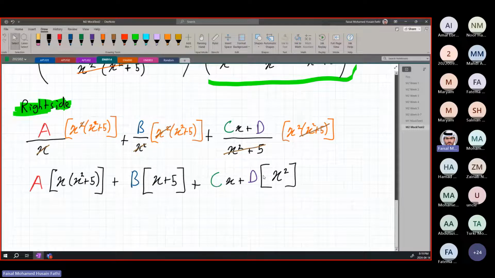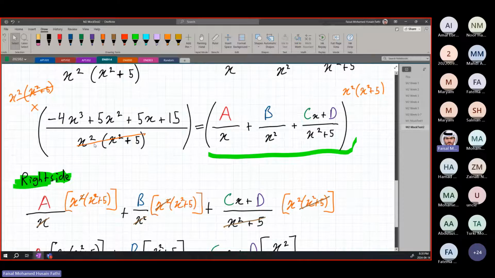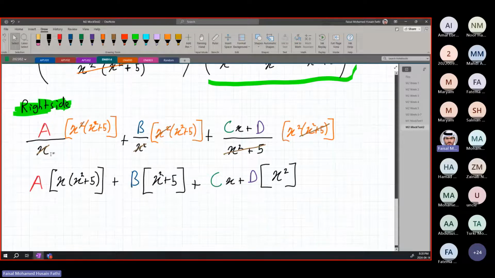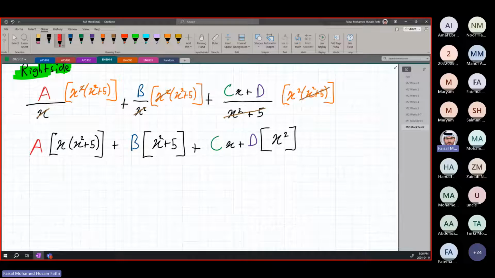Okay, so this is the right side. Yes, this is x squared plus 5. Sorry, I was just not copying it correctly. Again, we're just multiplying left and right with this denominator, x squared plus 5. We distribute on the right side and cancel out correctly. Now my next step, we're just looking at the right side. We'll go back to the left side in a bit.